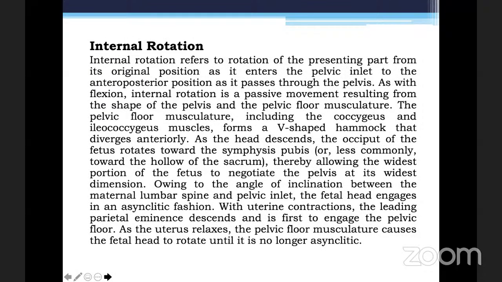Then internal rotation. It refers to the rotation of the presenting part from its original position as it enters the pelvic inlet to the anterior-posterior position as it passes through the pelvis. As with flexion, internal rotation is a passive movement resulting from the shape of the pelvis and the pelvic floor musculature. The pelvic floor musculature, including the coccygeus and the iliococcygeus muscles, forms a V-shaped hammock that diverges anteriorly. As the head descends, the occiput of the fetus rotates towards the symphysis pubis, thereby allowing the widest portion of the fetus to negotiate the pelvis at its widest dimension.